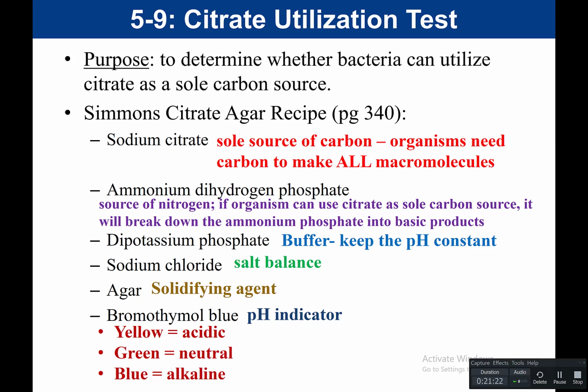So again, this test is an indirect test. We are not detecting products of citrate metabolism directly, but we are detecting the products of another process that only happens if citrate is also metabolized. So again, you don't need to know that the dipotassium phosphate is the buffer. You don't need to know that we have the sodium chloride or the agar. Those ingredients are less important for you to know. You do want to know that we have bromothymol blue in there. That is the pH indicator, and again, what colors go with which pH.